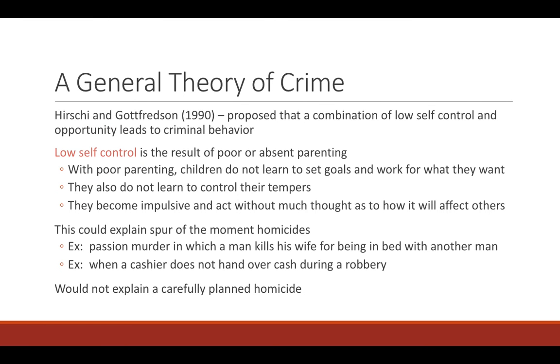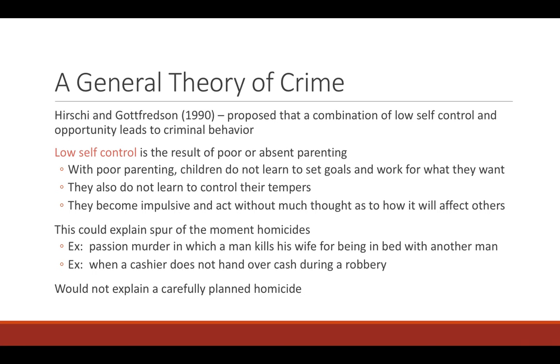Hirschi and Gottfredson in 1990 proposed that a combination of low self-control and opportunity leads to criminal behavior, and they put together this general theory of crime. And what they're examining is low self-control. And they argue that low self-control is a result of poor or absent parenting. So if children do not have good parenting, they don't learn to set goals and work for what they want, and they don't learn how to control their tempers. This may lead to them becoming impulsive, and if you're impulsive, you tend to act without much thought as to how it affects others. So this is a theory that could explain spur-of-the-moment homicides.